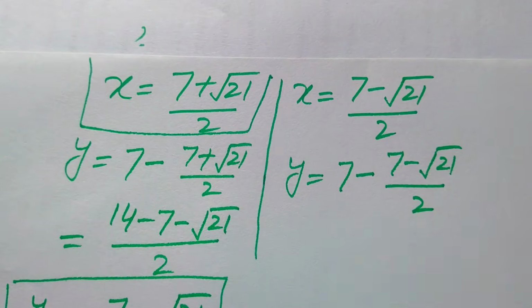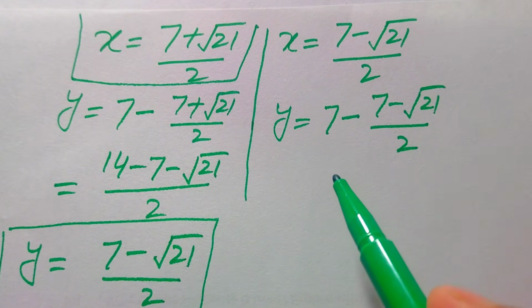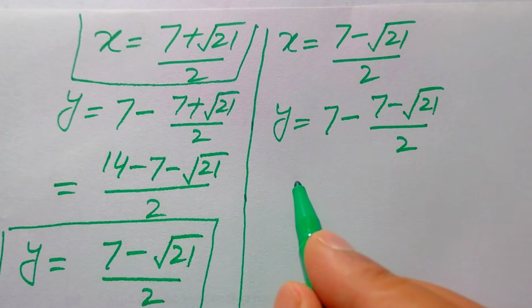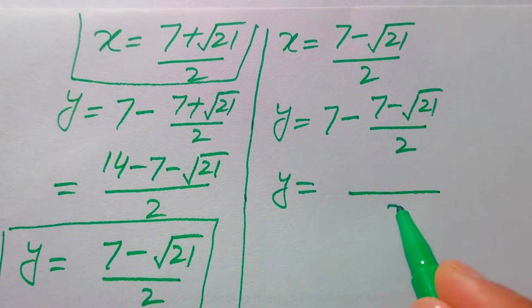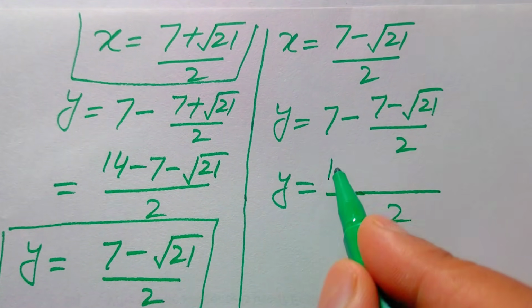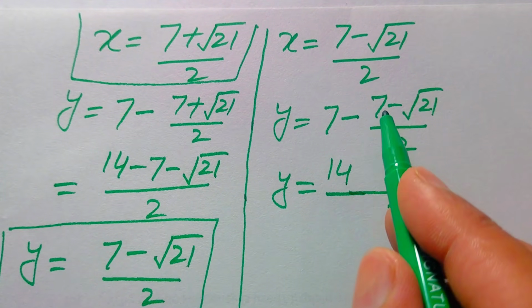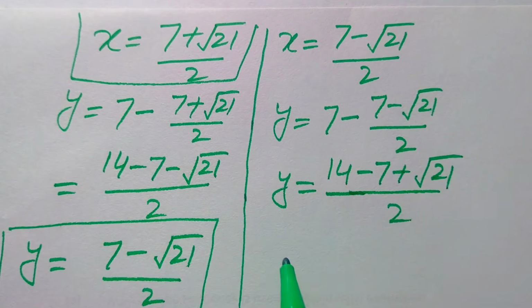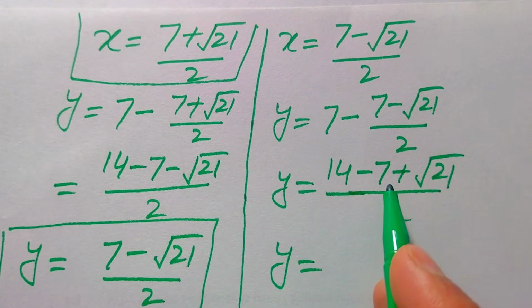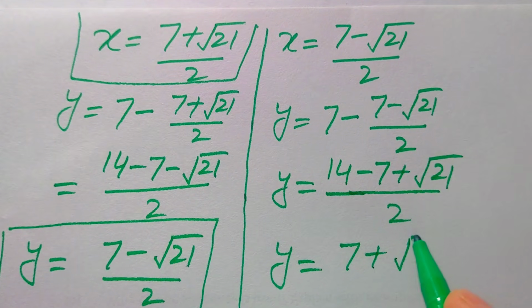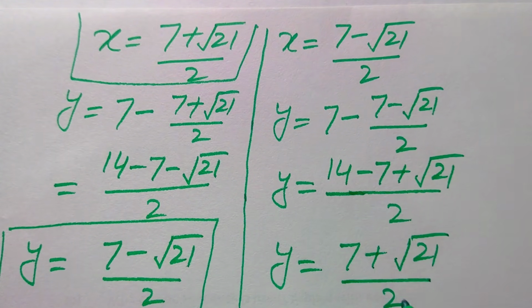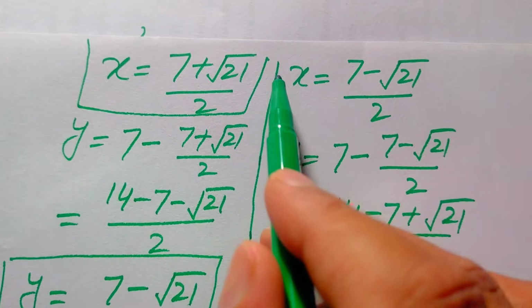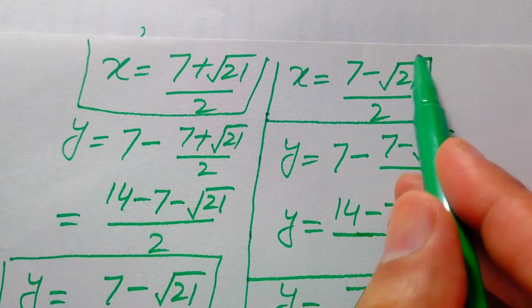In the same pattern, we need to find the values of y from the second case. From here we again simplify the terms, and we take the LCM of this term, and its LCM becomes 2. This is 2 times 7 becomes 14, and we multiply this negative sign on each of these values, and we get minus 7 plus square root of 21. So we have y equals 14 minus 7 becomes 7 plus square root of 21, divided by 2. So this is the value of y corresponding to the value of x.